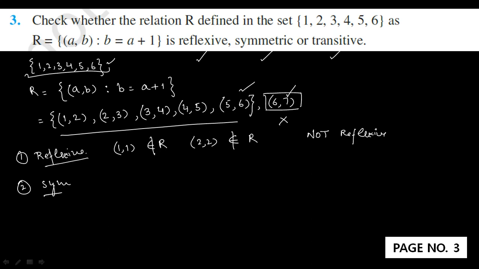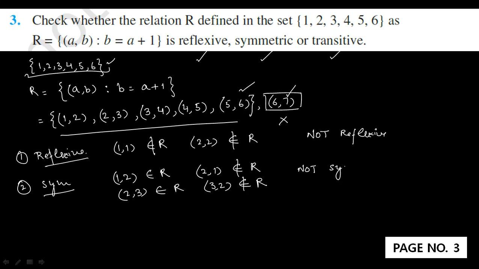What about the second condition? Second is symmetric. 1, 2 belongs to R. What about 2, 1? 2, 1 doesn't belong to R. Similarly, 2, 3 is there. 2, 3 belongs to R. What about 3, 2? 3, 2 doesn't belong to R. It means the relation is not symmetric. Second condition also doesn't satisfy.